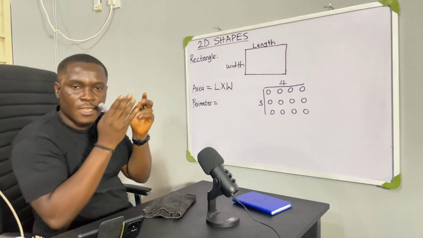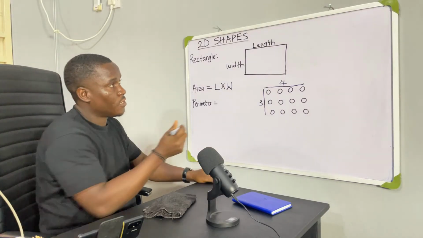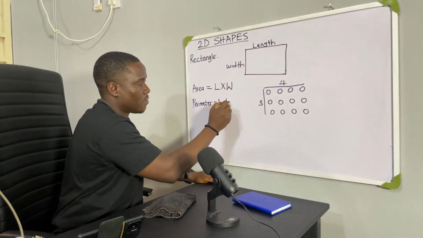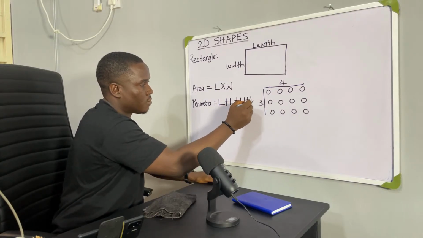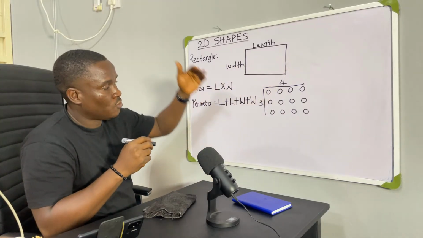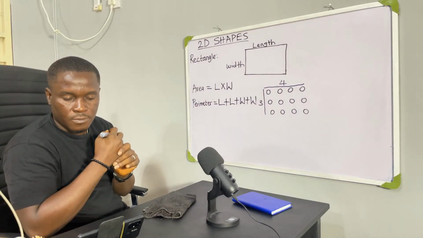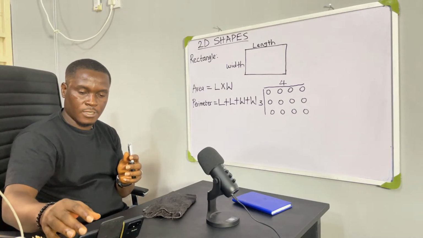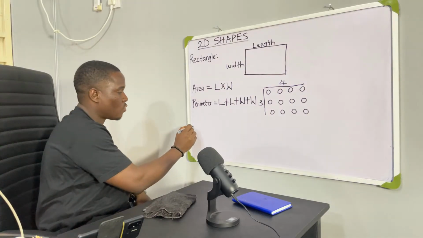remember the perimeter is the sum of all the sides. So length plus length plus width plus width. Yeah, this is width and this is width. So you just add everything together and that gives you the perimeter. Correct? Yes, sir. Good. So let's look at one question.